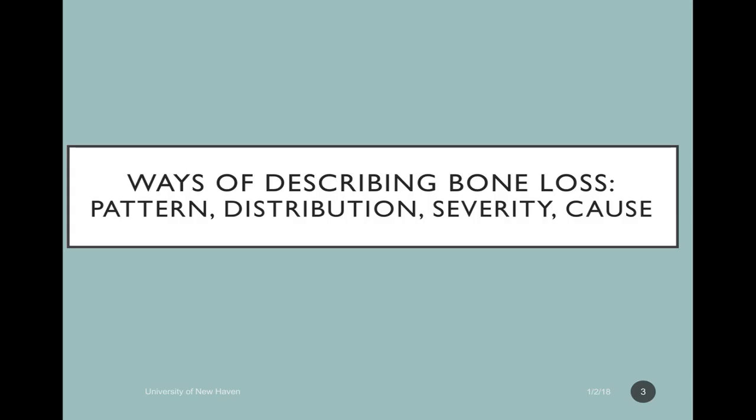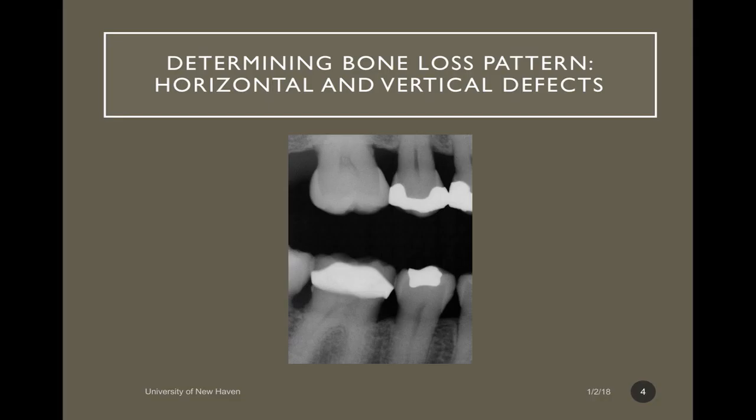There are different ways that you can describe bone loss when looking at it radiographically. You can describe bone loss by its pattern, its distribution, its severity, and what's causing the bone loss. We'll first go over the pattern of bone loss. Your pattern of bone loss can be described in two ways. It can either be described as horizontal or vertical. When we're describing it as horizontal bone loss, we're saying that the bone loss has occurred in a plane parallel to the CEJs of adjacent teeth. Whereas with vertical bone loss, we're saying that the loss of bone does not occur in a parallel plane to the CEJs of adjacent teeth.